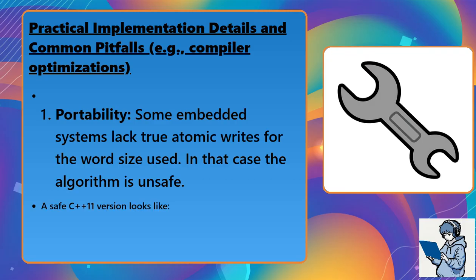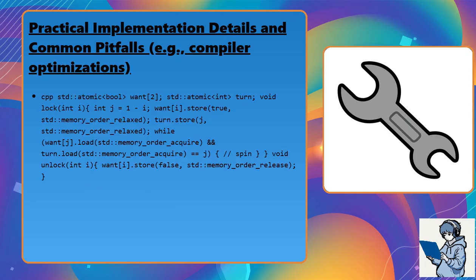A safe C++11 version looks like: declare an atomic boolean array want of size 2, declare an atomic integer turn, define function lock that takes integer i. Inside, compute j as 1 minus i, store true to want[i] with memory_order_relaxed, store j to turn with memory_order_relaxed, while want[j] loaded with memory_order_acquire and turn loaded with memory_order_acquire equals j, spin. End while, end function lock. Define function unlock that takes integer i: store false to want[i] with memory_order_release.